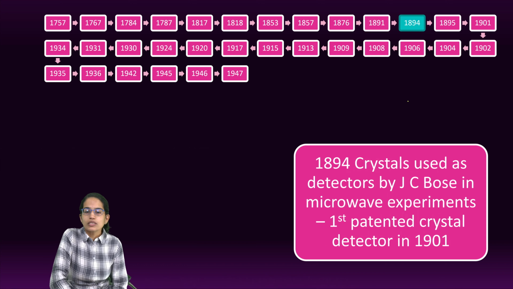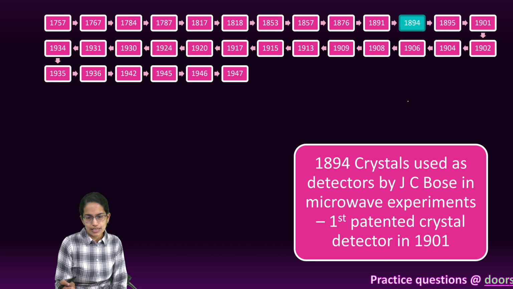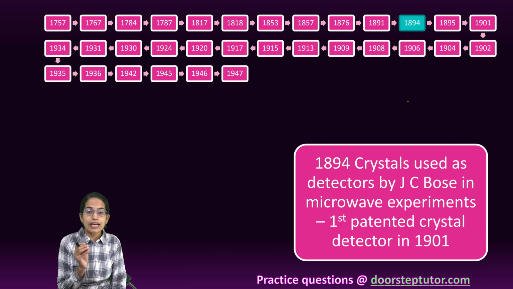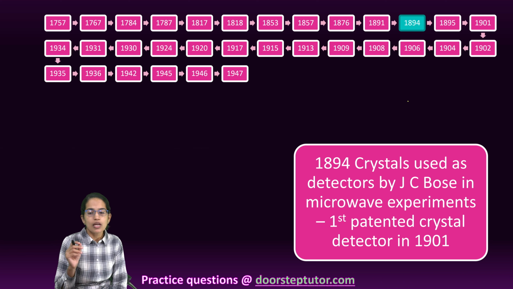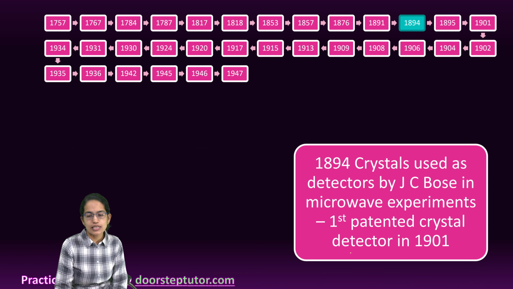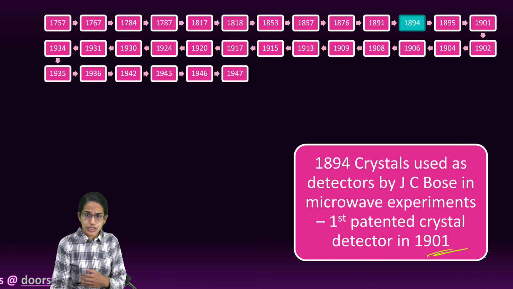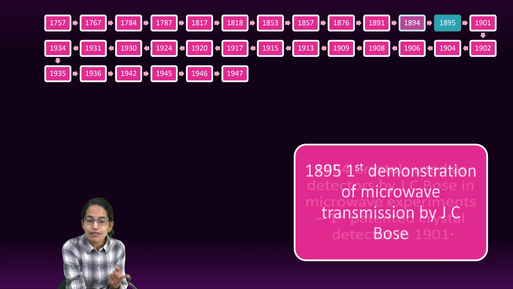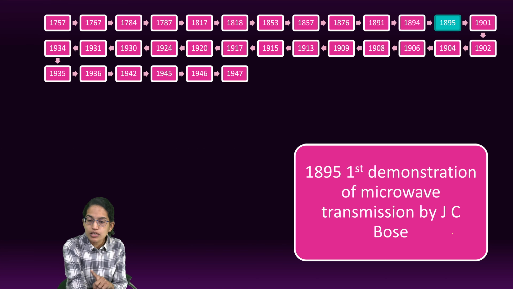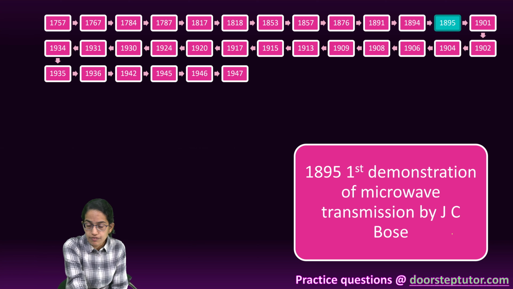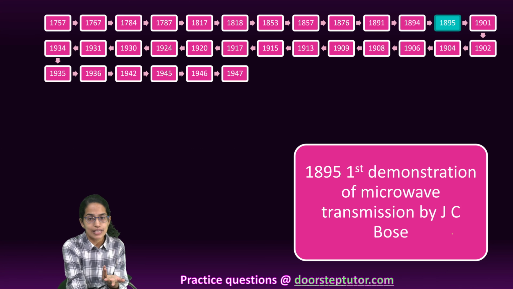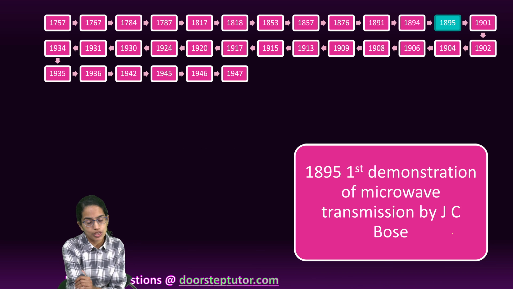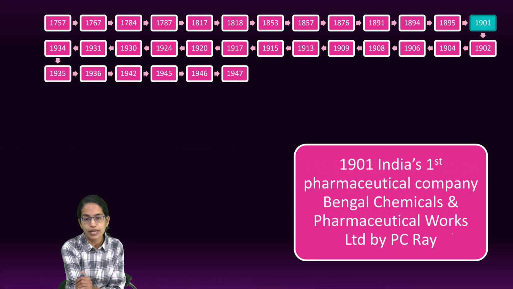So he established the Indian Industrial Association. Next to him was the idea that crystals can be used as detectors in microwave experiments, and this was laid down by Jagdish Chandra Bose, and he first patented the crystal detector in 1901. So J.C. Bose's work was again very remarkable. However, in 1895, he first demonstrated microwave transmission, and this was one of the unique discoveries of that time. However, the later credits for the discovery of microwave transmission were not given to J.C. Bose.